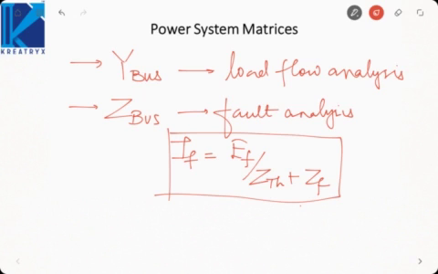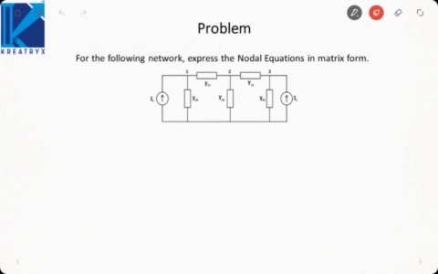So let us see an example of how to do nodal analysis on a power system network. Suppose this is the power system network. This node I consider as reference or ground, so this is marked as 0. Y10 here represents the admittance between node 1 and node 0. Y20 represents the admittance between node 2 and node 0. Y30 represents the admittance between node 3 and node 0. Similarly, Y12 is the admittance between 1 and 2, and Y23 is the admittance between 2 and 3.